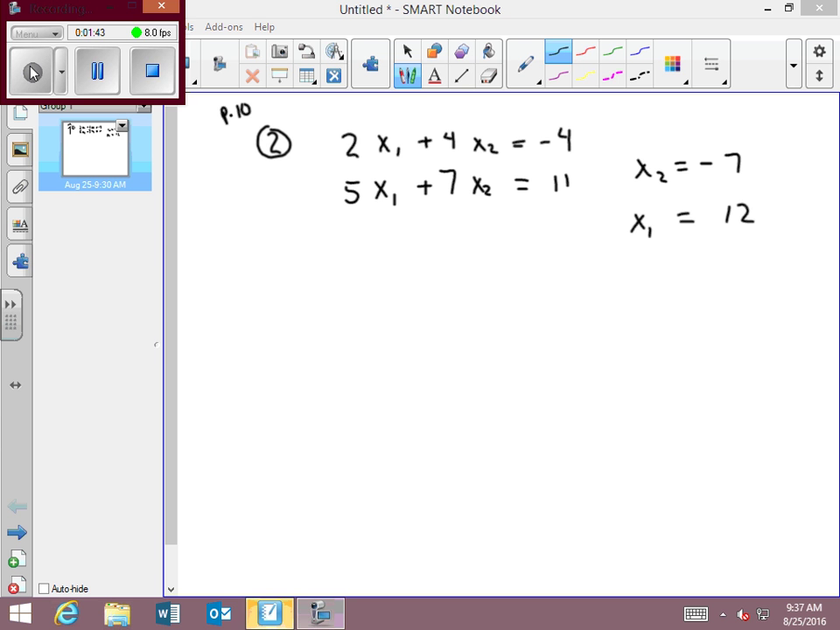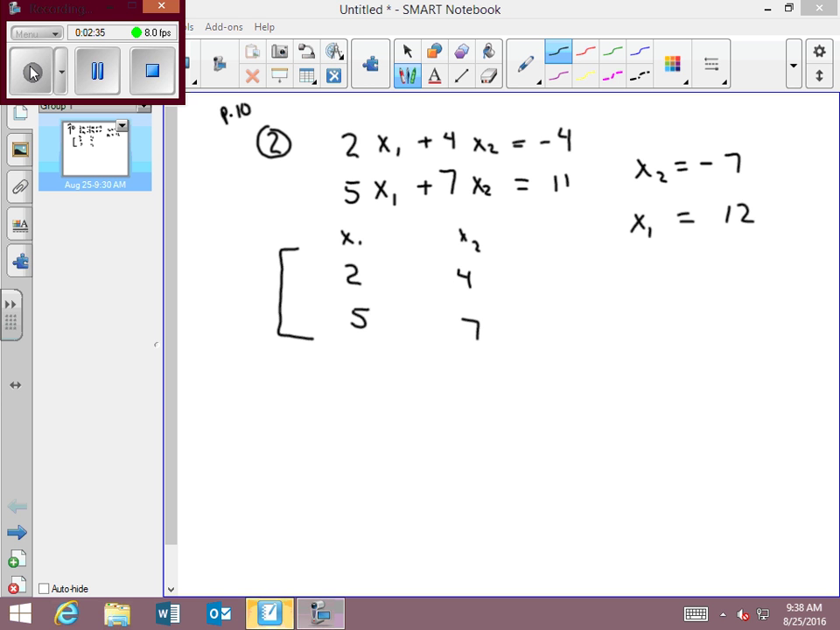Now, I want to show you how the matrix works to solve this. In the next section, we'll study how to switch these matrices around to make the solution. But what you do is you make a matrix by the numerical coefficients of the x1 and x2. So this column is going to be x1 values, and this column is going to be x2 values. So the first equation, it's 2. For the second equation, it's 5. For the first equation, the x2 numerical coefficient is 4, and for the second, 7.